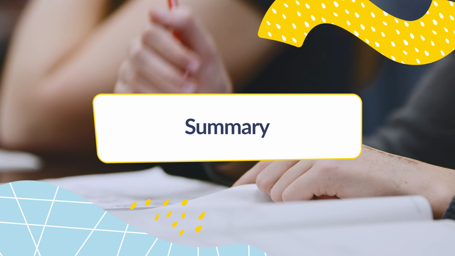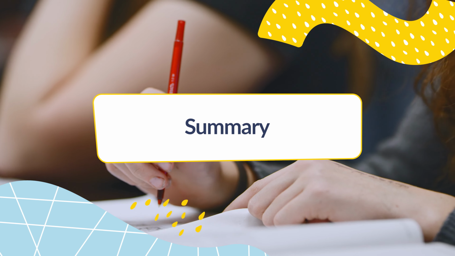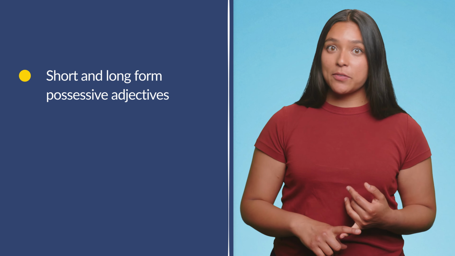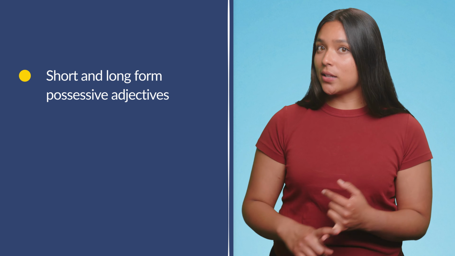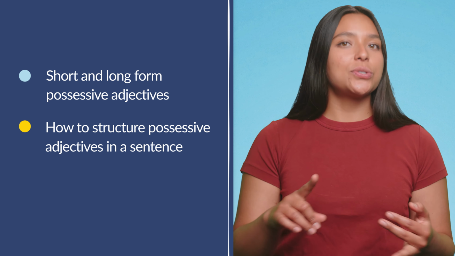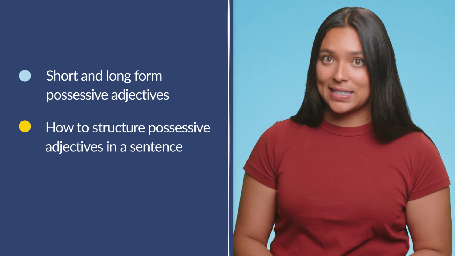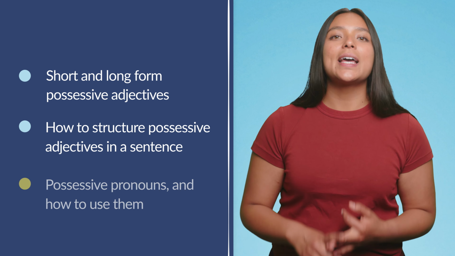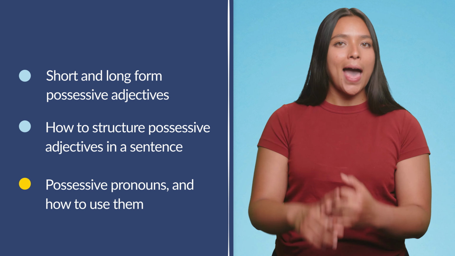Let's summarize everything we've learned in today's lesson. We looked at the two types of possessive adjectives, short and long form. We discovered how to structure possessive adjectives in a sentence. And finally, we looked at possessive pronouns and how to use them. And throughout, we learned about usage, sentence structure, and exceptions. Whew! If you made it this far, well done! We covered a lot today, and we hope you learned a lot about possessive adjectives.